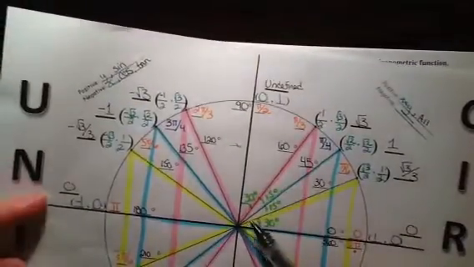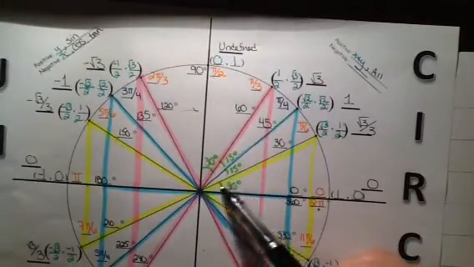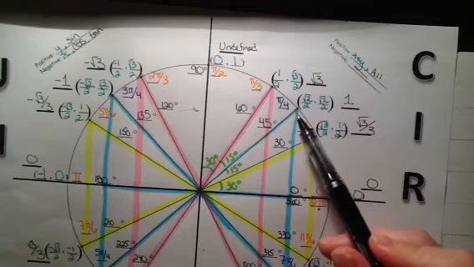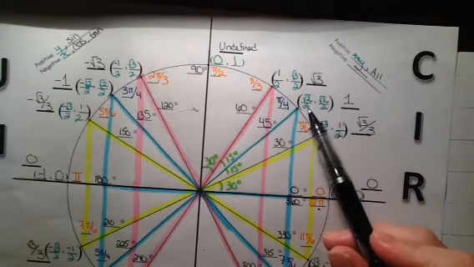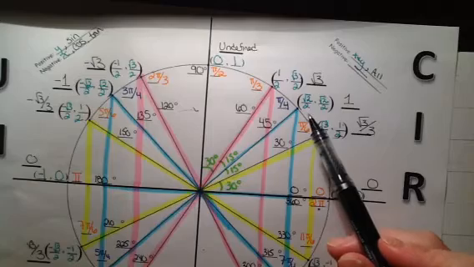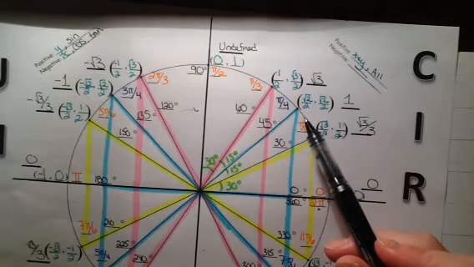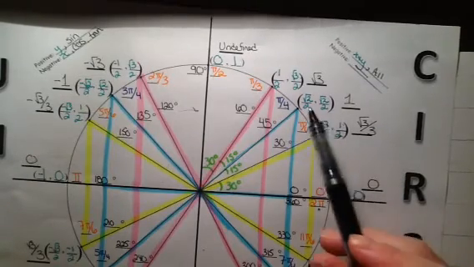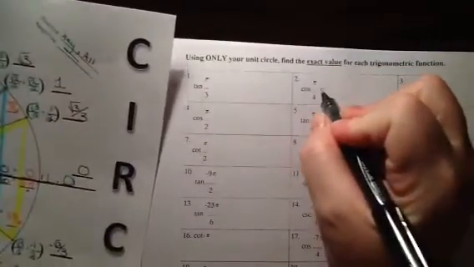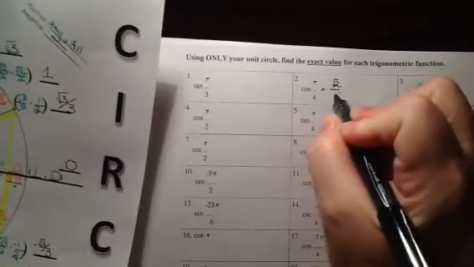So if I go to my unit circle, cosine of 45 degrees, which is right here. Cosine is x, so it's root 2 over 2 over 1 because it's the unit circle. Root 2 over 2 divided by 1 is just 1. So really we just need the x piece. So this is root 2 over 2.